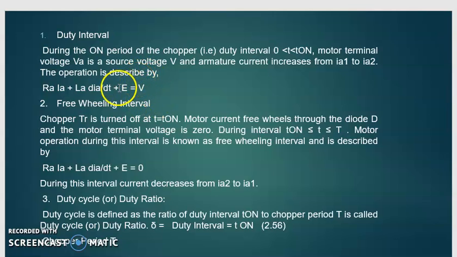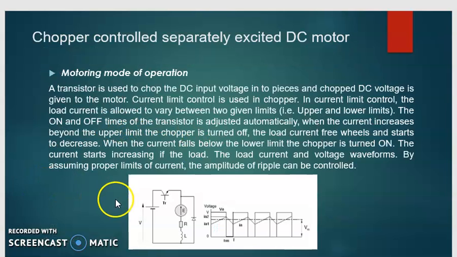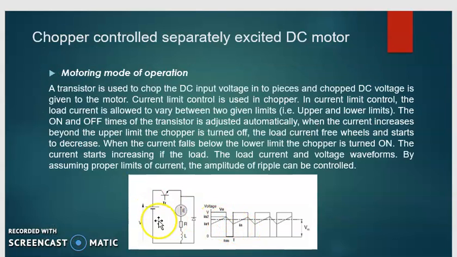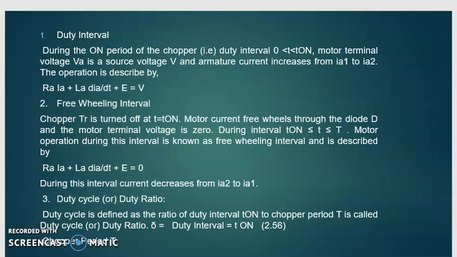Freewheeling interval. The chopper is turned off at t equals T on, the motor current freewheels through the diode D, and the motor terminal voltage is 0. As we can see in the circuit, when the transistor is off, the diode comes into action, the circuit gets short circuited, and the voltage across the armature circuit becomes 0, that is, V equals 0. During this interval, the current decreases from IA2 to IA1, as we can see here. So now we will learn about duty cycle or duty ratio.